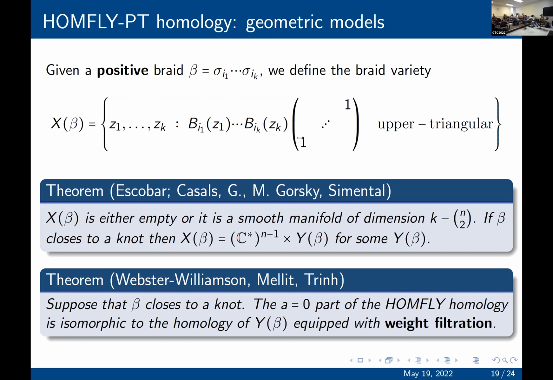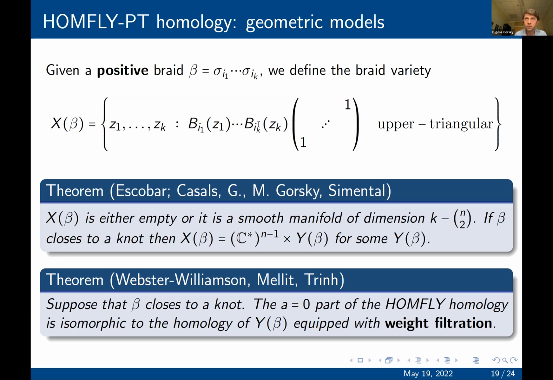Are you saying somehow that this doesn't actually depend upon the factorization into sigmas? That's right. If I choose a different factorization, a different braid word, I would have a different variety, but it will be isomorphic to the other one. And the isomorphism is given by the change of variables from the previous slide. So up to isomorphism, the algebraic variety is the same.